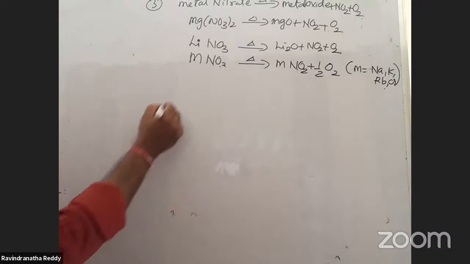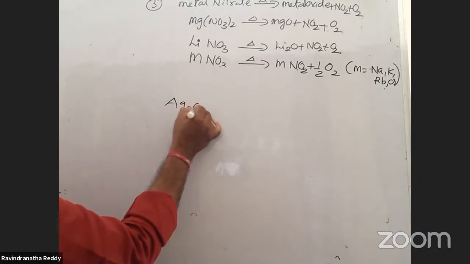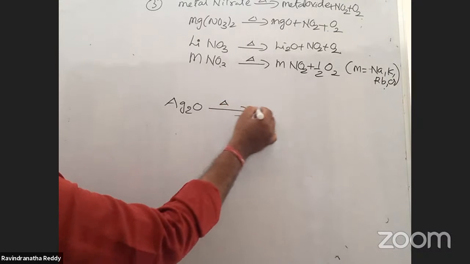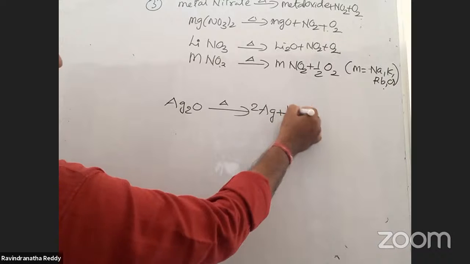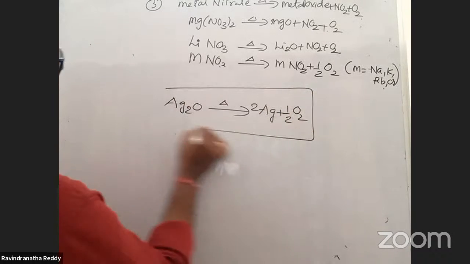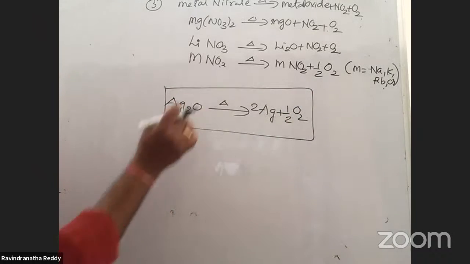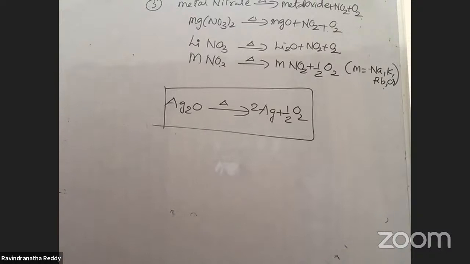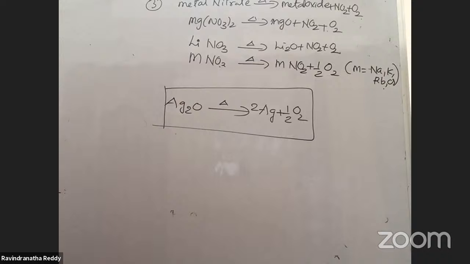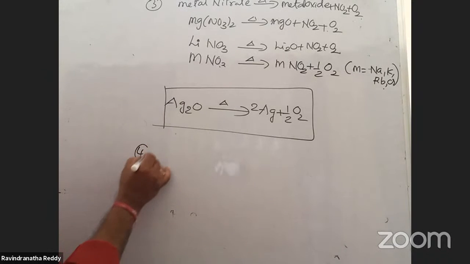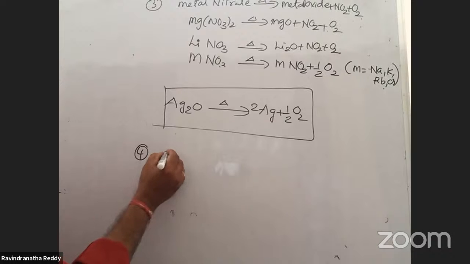But for heavy metal oxides, on heating, the condition is different. We get the metal plus oxygen. Heavy metal oxides on heating give metal and oxygen. Similarly, you take metal bicarbonates.